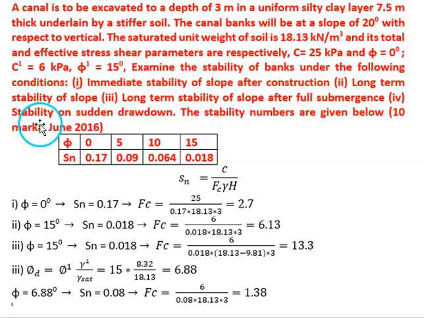Then fourth case is stability on sudden drawdown. So for sudden drawdown, we have to find the value of phi d, and then corresponding to this phi d, we should take the stability number. And in the equation, we should take the saturated unit weight. If it is subjected to sudden drawdown, we should take the stability number corresponding to phi d, but unit weight, we should take it as saturated unit weight.